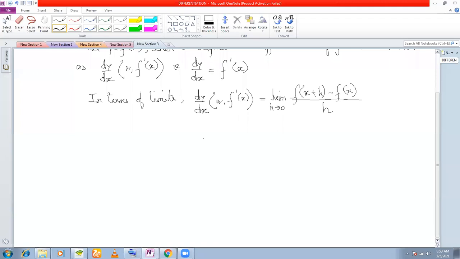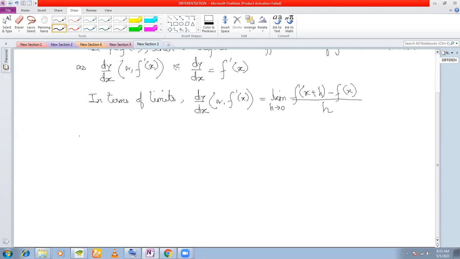This is also called differentiation from limits. We'll see how to differentiate from limits later on. But for the time being, we'll mechanically learn how to differentiate. How it actually works, the technical part, we'll see later. Right now we simply learn how to find dy/dx mechanically from the formula.